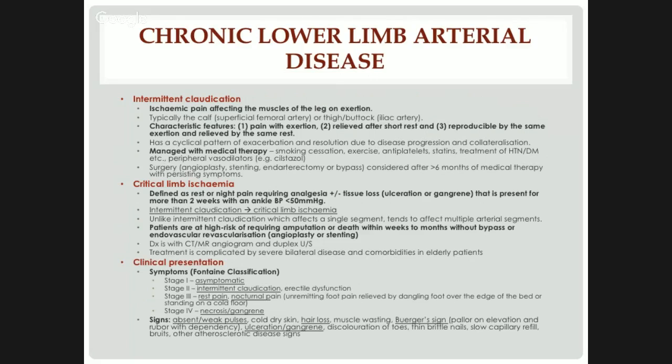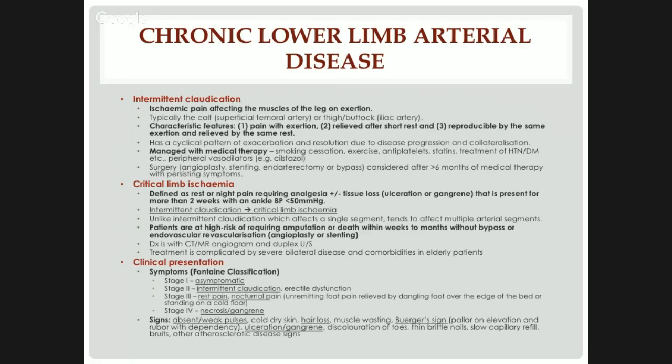The three characteristic features are pain with exertion, relieved after a short rest, and reproducible by the same amount of exertion and rest. So when someone gives you a history of intermittent claudication, they'll say, I walk 200 meters, I get pain in my buttocks or pain in my calves. The pain goes away after 5 minutes of rest. Then I walk 200 more meters and the same thing happens. So that's your cardinal features of intermittent claudication.